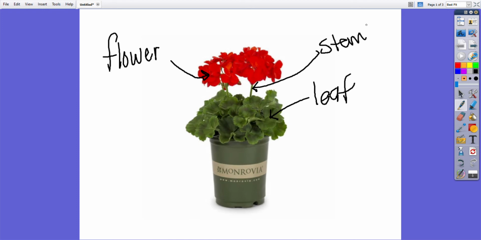Leaves, flowers, and the stem are three parts of a plant. So I'm going to put that there. Leaves, flowers, and the stem are three parts of this plant.